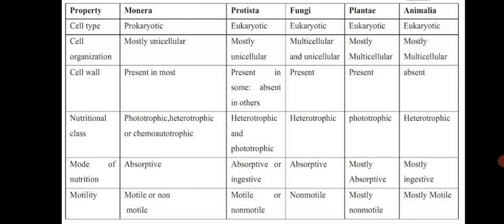At the end, Animalia, which are members of eukaryotes, mostly multicellular, without cell wall, heterotrophic, mostly ingest their food, and mostly motile.